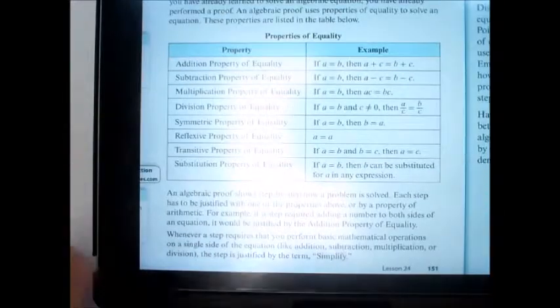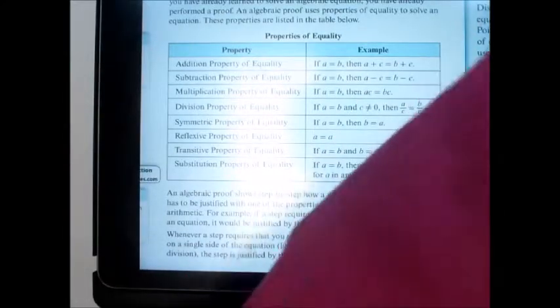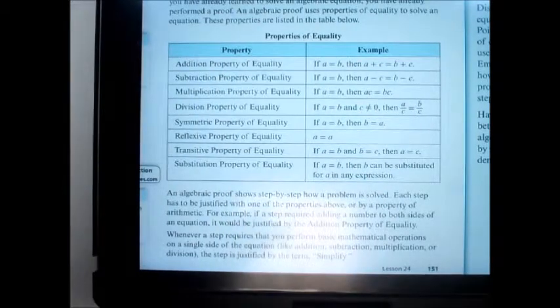Proofs. It begins on page 151, and there's a big chart, so you need to make sure you're able to see that and open it up as big as you can. Okay, on that chart, there are several things that you're going to need. These are the building blocks for all of our algebraic proofs. Algebraic proofs are the easiest of the proofs.